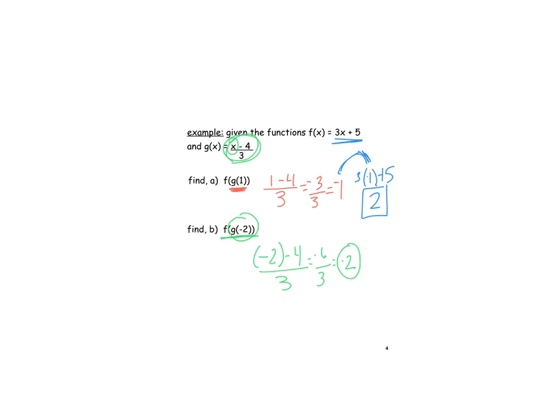And now I'm going to take that negative 2 and plug it in for f, which is the 3x plus 5. Okay, I'm sorry if my writing's a little bit sloppy. I'm trying to get used to a new stylus. Okay, and I'm plugging in the negative 2, and then negative 6 plus 5 is negative 1. So my final answer is negative 1.